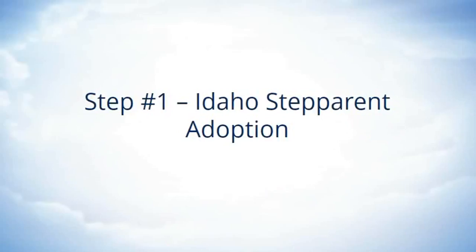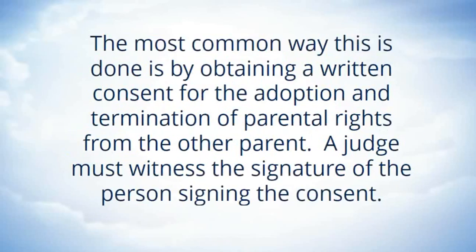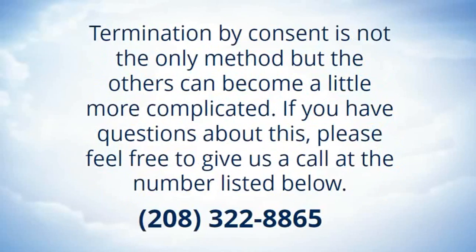So let's talk briefly about the first step in the adoption process. Similar to regular or standard adoption, the Idaho step-parent adoption process requires the termination of parental rights of the other birth parent. The most common way this is done is by obtaining a written consent for the adoption and termination of parental rights from the other parent. A judge must witness the signature of the person signing the consent. Termination by written consent is not the only method, but the others can become a little more complicated. So if you have questions about this, please feel free to give us a call at the number listed below.